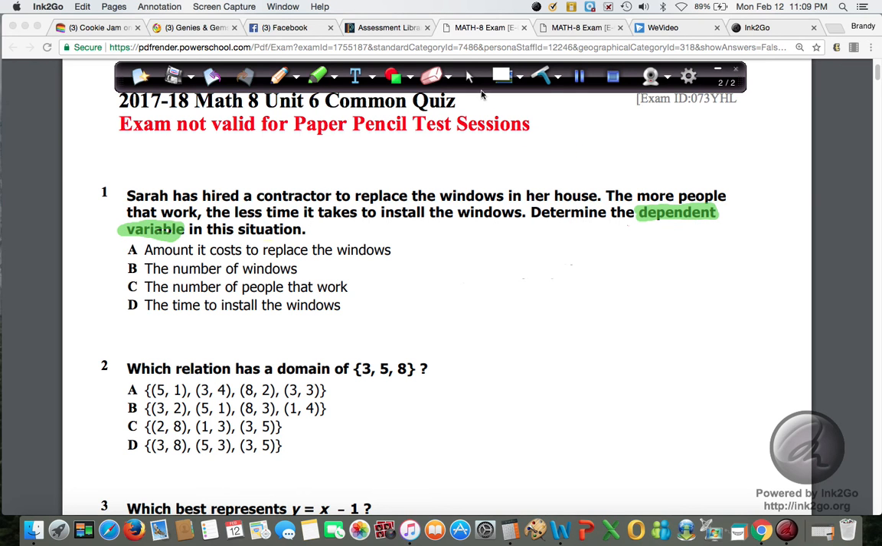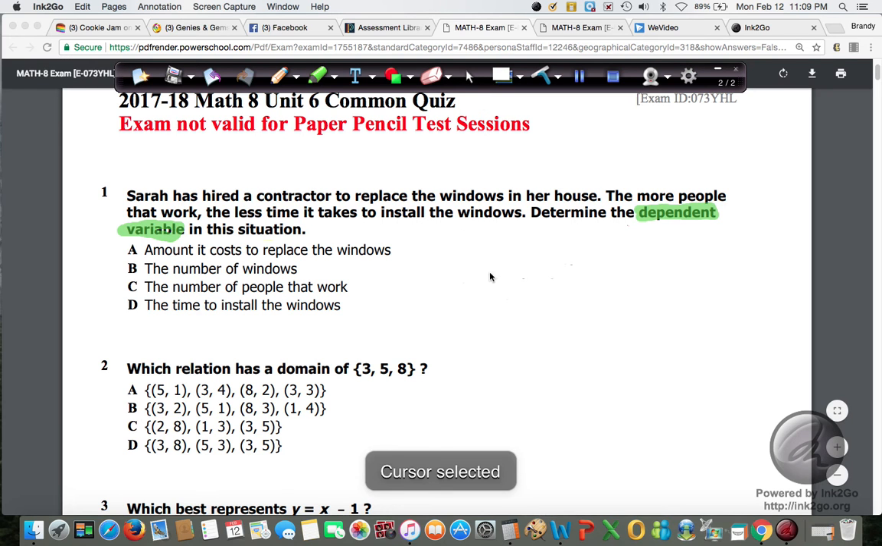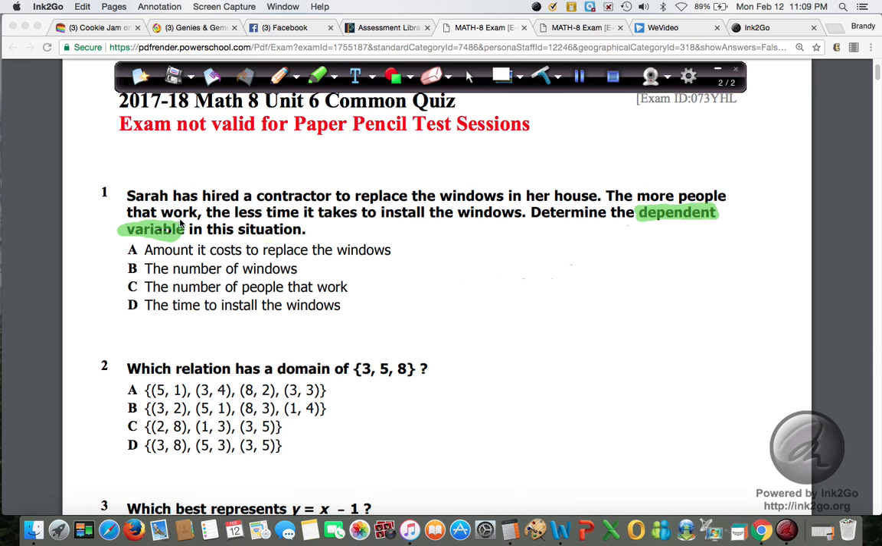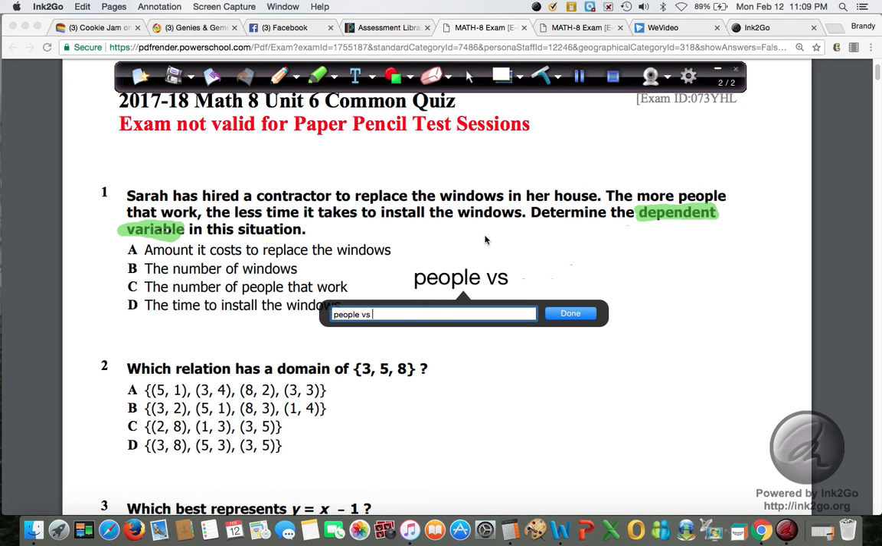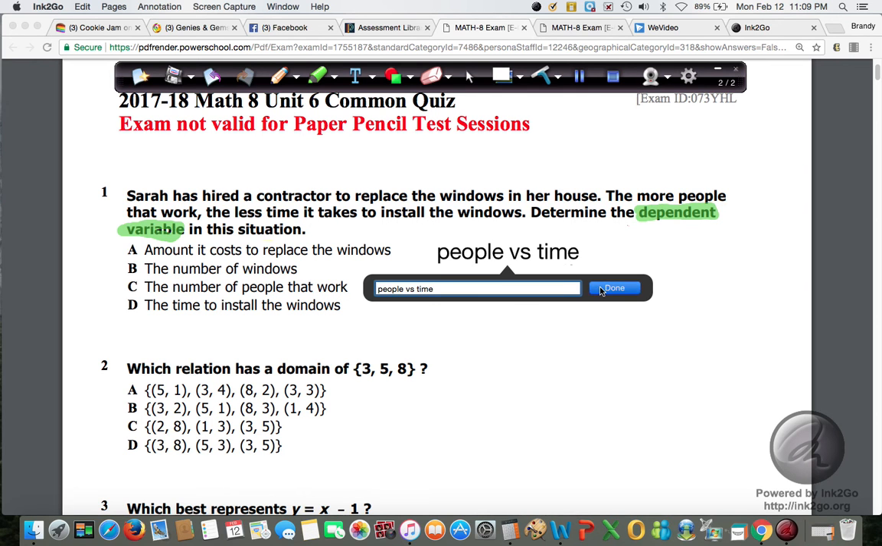Dependent is the thing that you cannot control. So you have two things here. Really what we're talking about, the more people that work, the less time it takes to install the windows. So here we're talking about people versus time. So of these two things, what does Sarah control? Can she control how many people, or can she control the time?